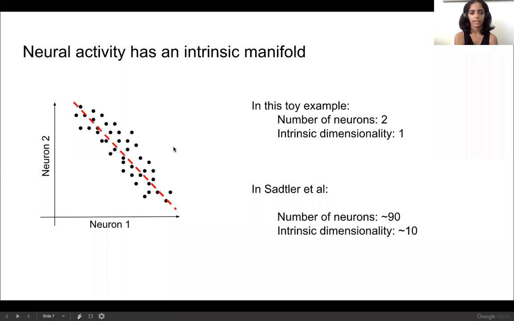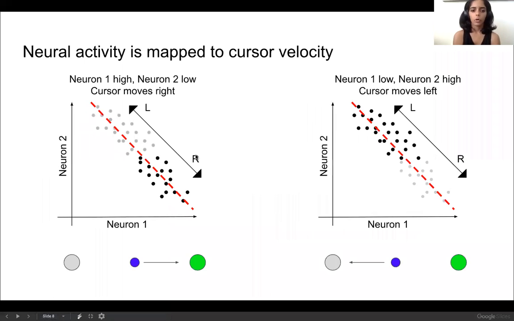Okay. Anything else? Okay, I'll move on. So now the neural activity is mapped onto the cursor velocity, right? So how does that work?